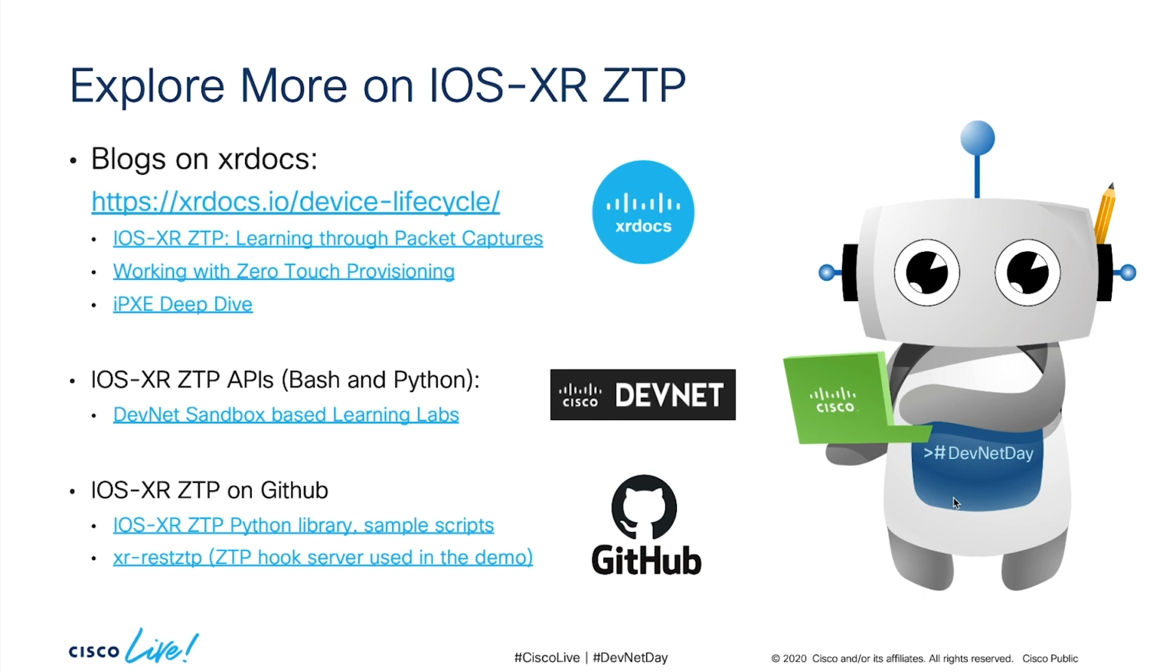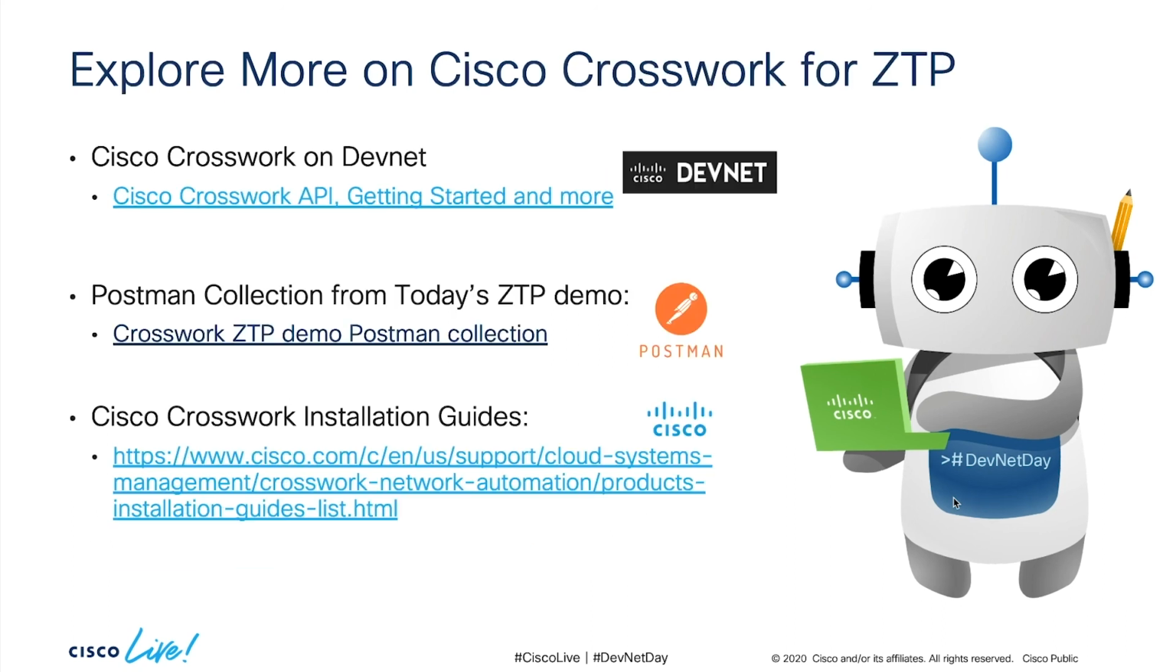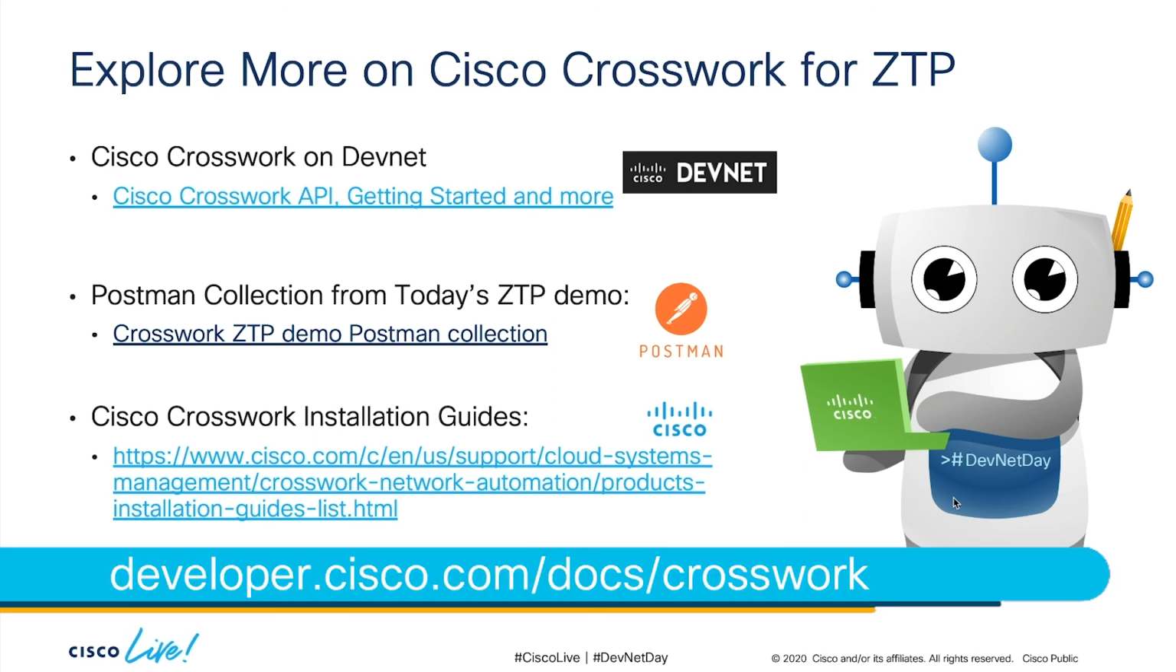Now, the XR ZTP hook server that we looked at in the demo, the Git link for that is also provided here, so you can take a look at that and play with it when you have a chance. In addition to that, you'll find all the details for Cisco Crosswork, particularly for ZTP, but also for various other things on DevNet and Cisco.com. The Cisco Crosswork on DevNet basically contains all of the information associated with the API, how to make the calls, and play around with Postman clients, getting started with the initial bring up and things like that.